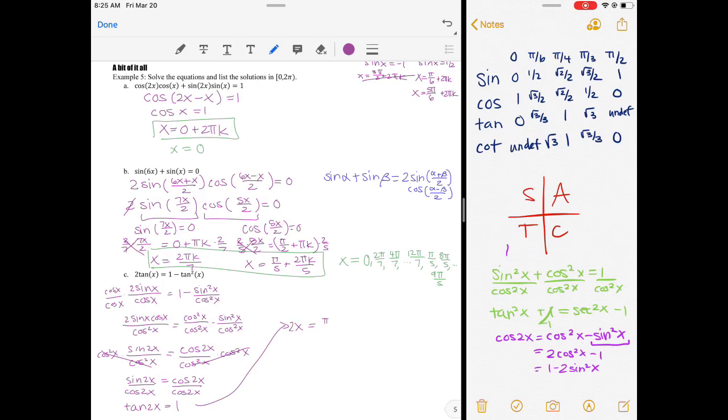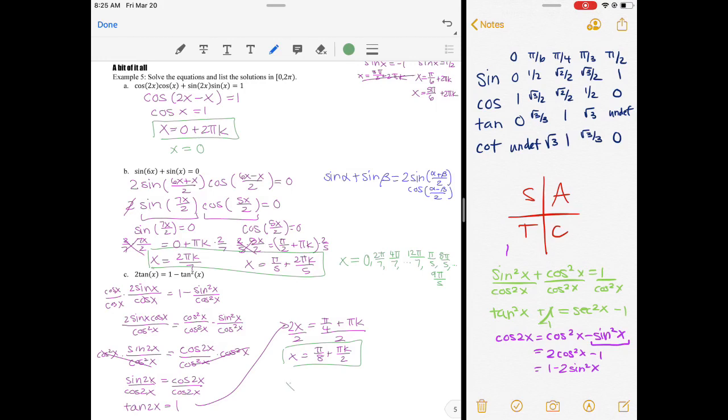Well, that's true when 2x equals pi fourths, and it repeats every pi k. To get x all alone, we divide by 2. So x equals pi eighths plus pi k halves. So that's your exact answer.